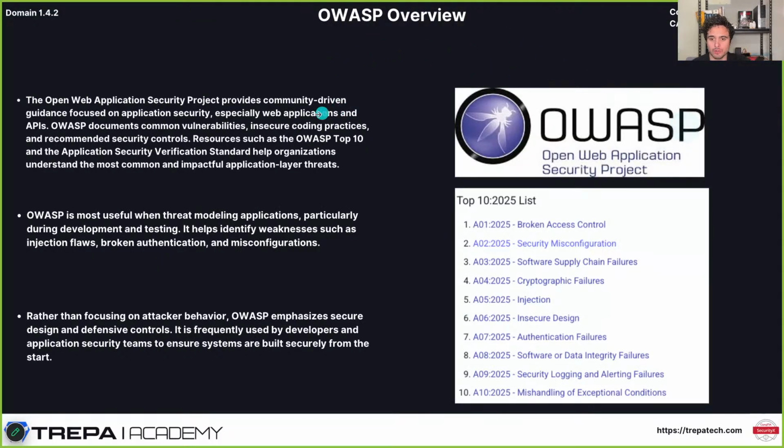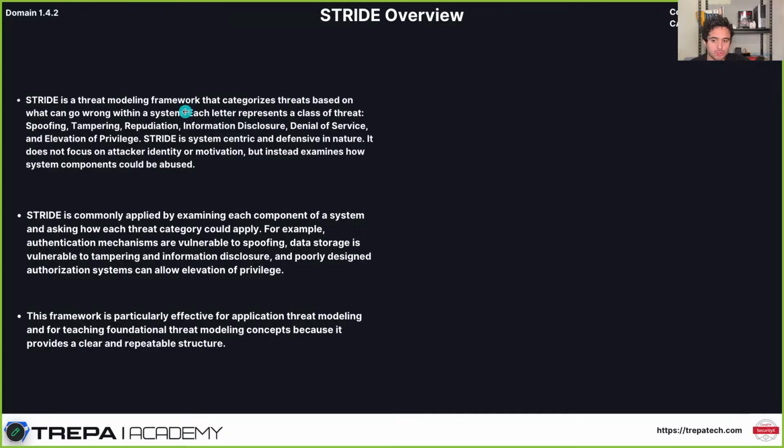Okay, STRIDE. Let's go over this acronym STRIDE. So STRIDE is a threat modeling framework that categorizes threats based on what can go wrong within a system. And each letter represents a class of threat. So spoofing, tampering, repudiation, information disclosure, denial of service, and elevation of privileges. So STRIDE is system-centric and defensive in nature. It does not focus on attacker identity or motivation, but instead examines how system components could be abused.